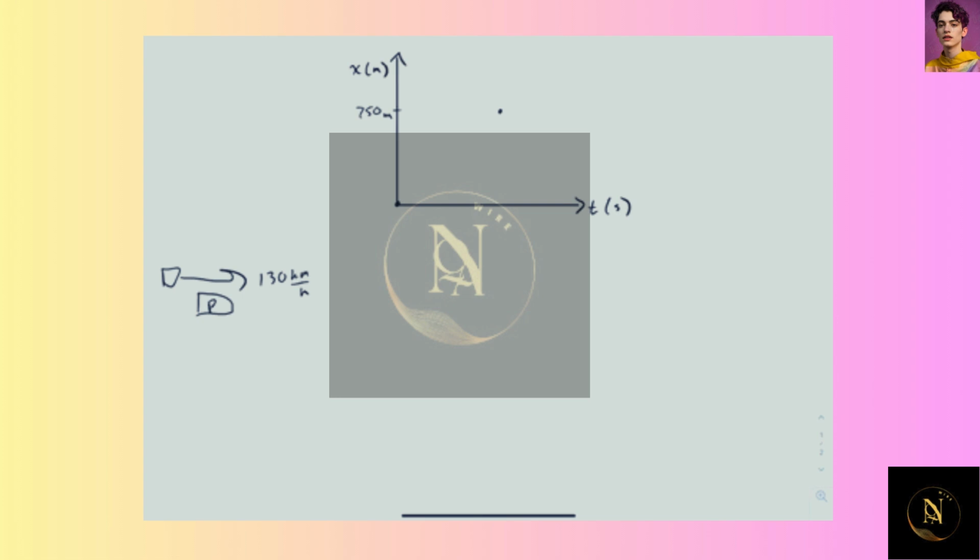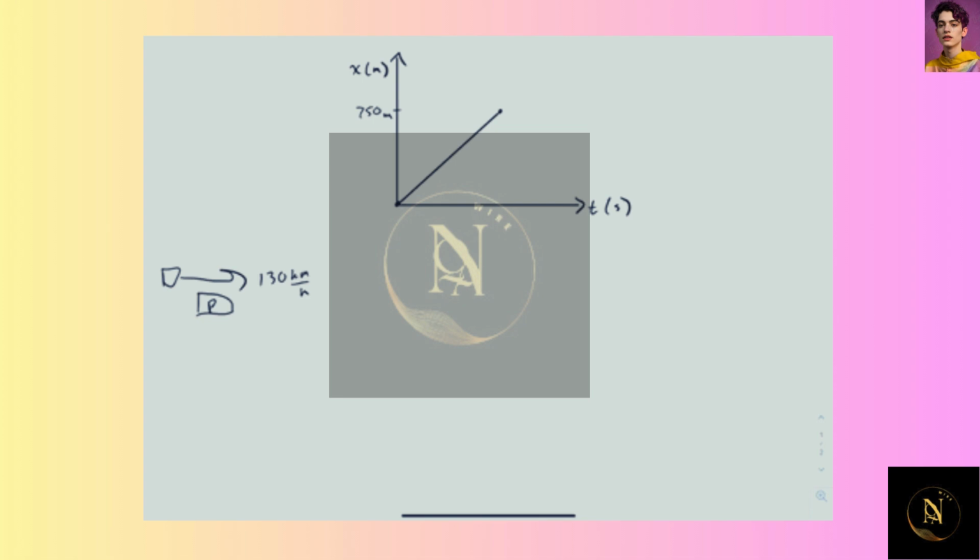And now first, the speeding car, well, it's going at a constant velocity. And what that looks like on a position versus time graph is linear. So that's the graph for the speeding car.